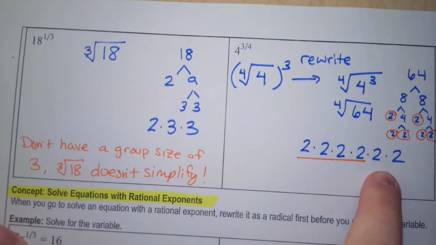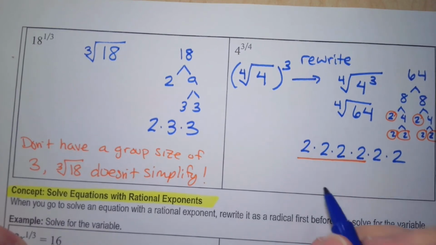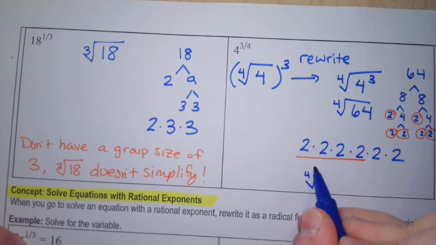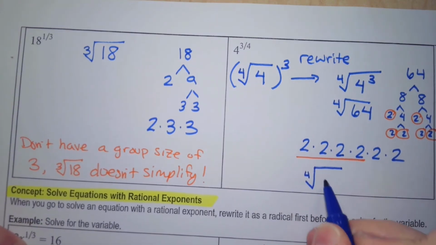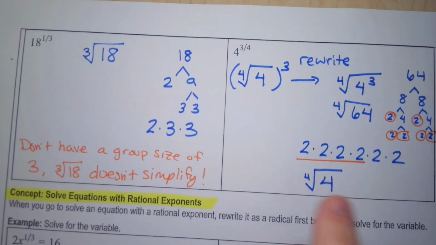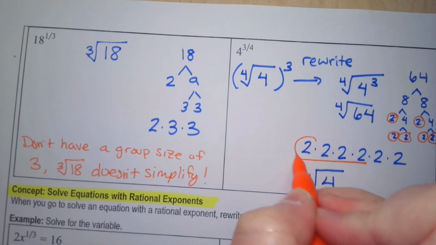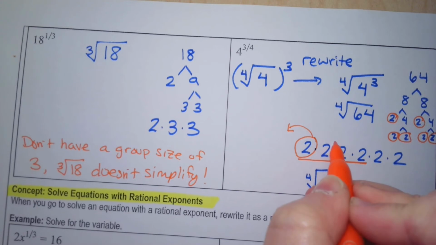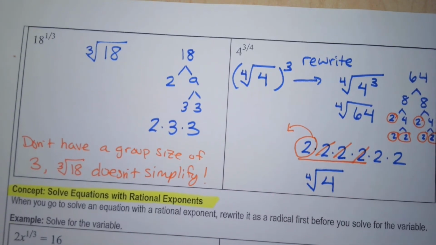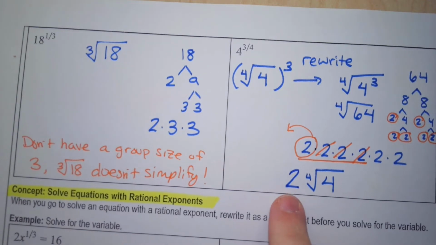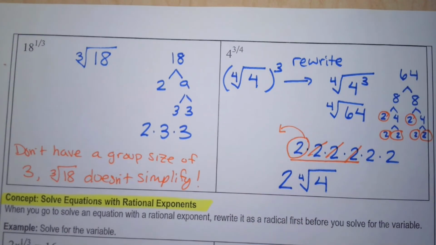So these 2's right here that are not part of the group, those are going to stay inside the 4th root. 2 times 2 is 4. Now, with this group of 4, we keep 1, and everything else gets discarded. So a 2 is to the outside, so simplified is 2, 4th root of 4.